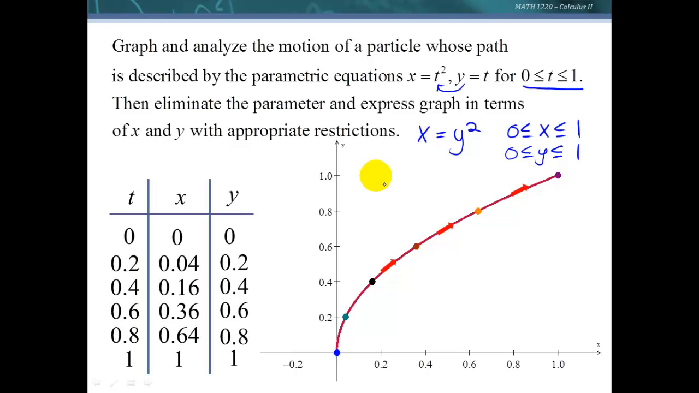Another way we could do this is we could solve this for y, and we could have y equals square root of x, and we wouldn't put the plus minus because we're not including the negative values there. And so if we did that, then we could just have that restriction of x goes between 0 and 1. So this may be the very best way to do that.